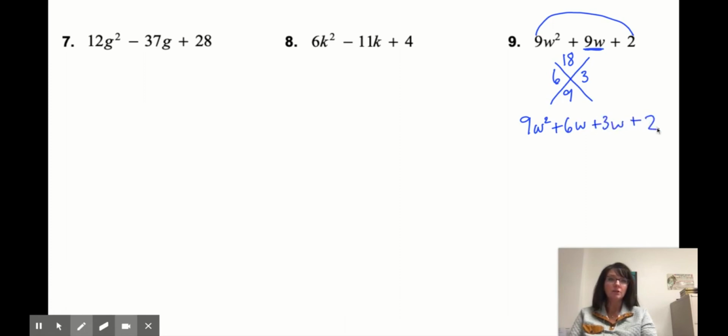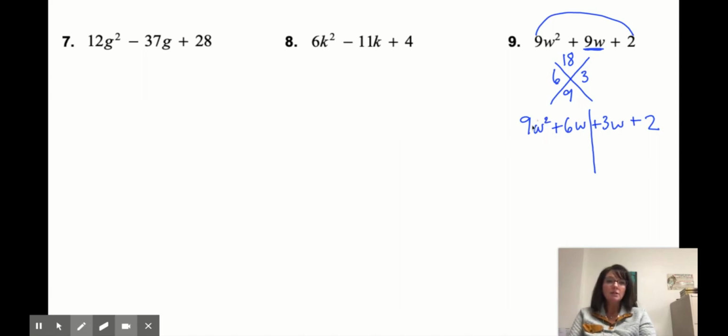And then we have this 2. Okay, so look what we did. We took our 9w, which is the sum of these two numbers right here, and we broke them back up. Now, I'm going to just divide this in half. I'm only going to work with half of this polynomial at a time.